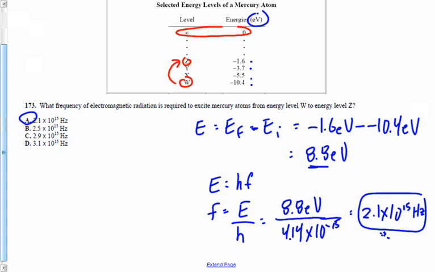What type of EMR is this, by the way? You weren't asked that, but what if you were? What kind of EMR is it? It's going to be ultraviolet, right? Because visible light is up to 7.5 times 10 to the 14. Ultraviolet is going to be past that. All right? Good?